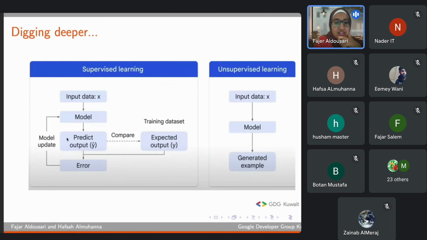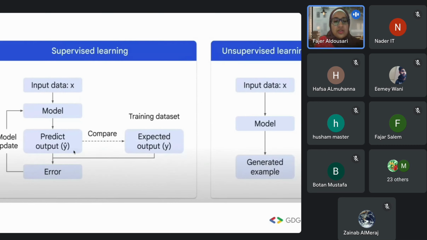So this is what's happening. The model predicts an output, and then it compares it to the expected output. If there's an error, it goes back in a loop. Whereas in unsupervised learning, this isn't really the case, because it doesn't have an output to compare to begin with.